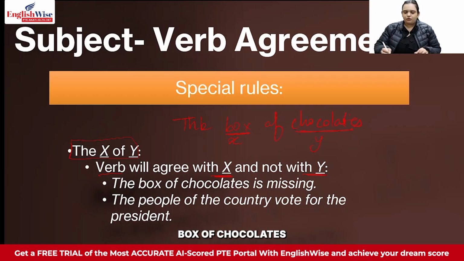They feel like the box of chocolates are missing. This is what they write. The box of chocolates are. No. The verb will agree with X and not with Y. So you will write it as the box of chocolates. Over here box is X, chocolates is Y. So the box of chocolates is missing, not are missing. Because the verb will agree with X and not with Y.